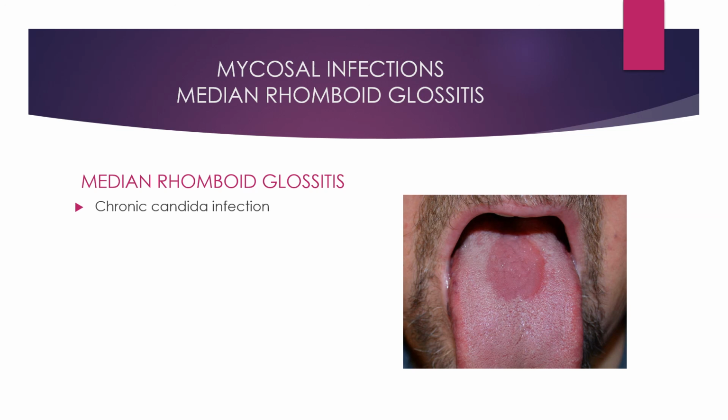Median rhomboid glossitis was once considered an anatomical landmark. Now it is believed to be a chronic candida infection, and it appears on the posterior part of the dorsum of the tongue. Again, if it's treated with antifungal medications, it will dissipate and go away.